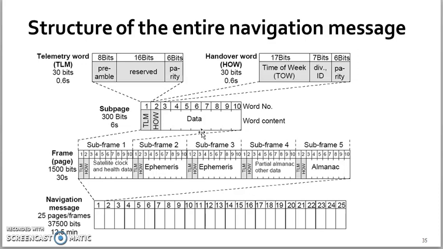This time of the week count begins with the value 0 at the beginning of the GPS week, because we can say it rolls over after every week. It starts from the Saturday to Sunday transition period, and it increases by a value of 1 every 6 seconds.